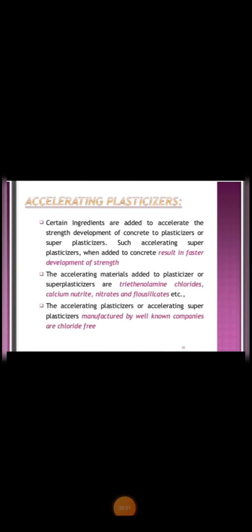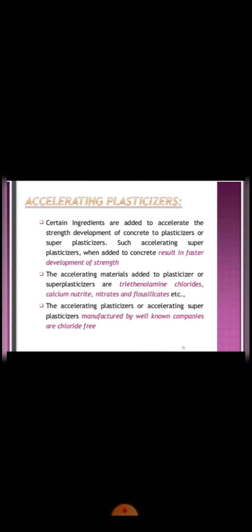The final topic in this section is accelerating plasticizers. As I said before, the admixture that causes an increase in the rate of hydration of hydraulic cement is termed an accelerator. Such an accelerator, along with plasticizers, which are added to concrete, is known as accelerating plasticizers. Such accelerating plasticizers have the function of both an accelerator and also a plasticizer. This, when added to concrete, results in faster development of strength.